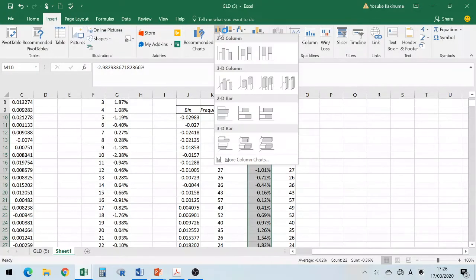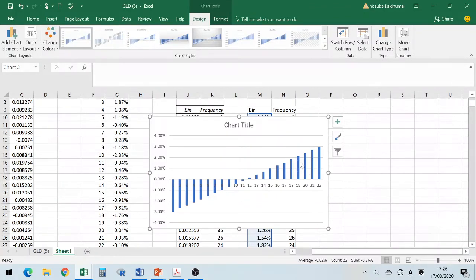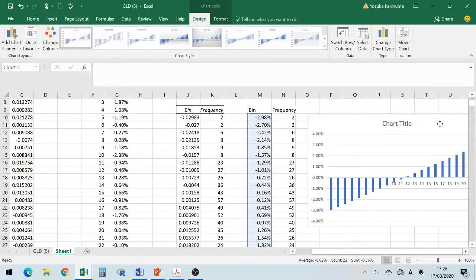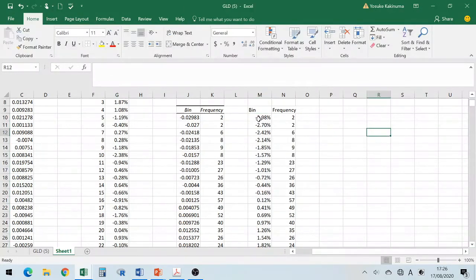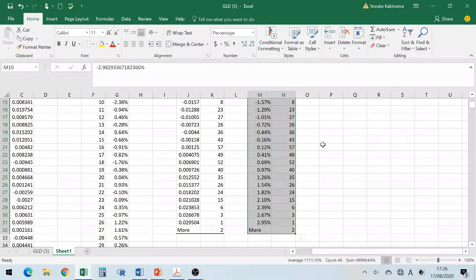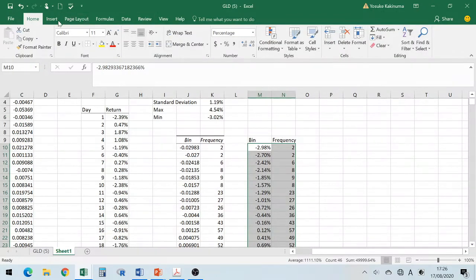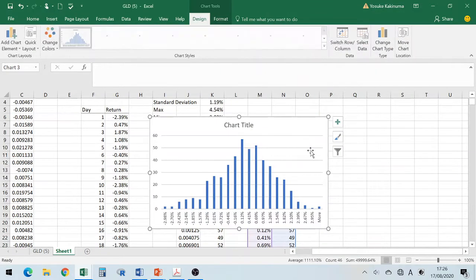and select this histogram. Oh, how come? Hold on a second, maybe I did something wrong. How about I select all this? Okay, sorry. Select all this and insert and select this. This was what I was looking for.